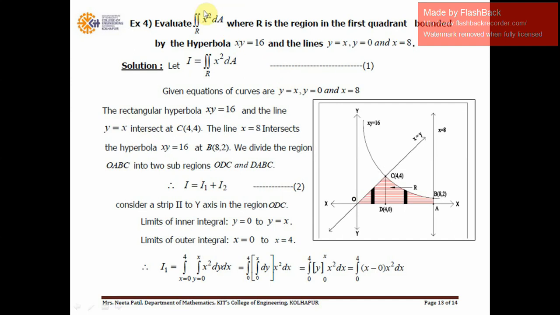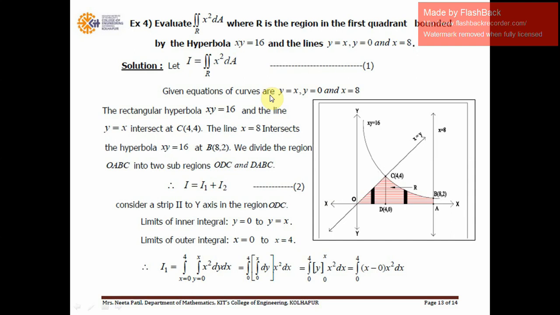First of all, denote this integral by the symbol I. So let I is equal to double integration over the region R x square dA. Here dA is equal to dx into dy. Call this as equation number 1. Now first write down the given equation of curves. y is equal to x, y is equal to 0 and x is equal to 8 and xy is equal to 16.